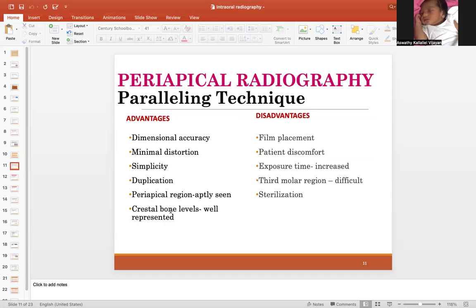Periapical radiography, the advantages and disadvantages of the paralleling technique. Advantages: dimensional accuracy, minimal distortion, simplicity in technique, and we can duplicate the tooth as such in a film. The periapical region is correctly seen, and the bone levels are also well represented in the film. Whereas the disadvantages: film placement is quite technique sensitive, there is some patient discomfort, exposure time is more, the third molar region is very difficult to get, and because we are using film accessories, they all have to be sterilized.